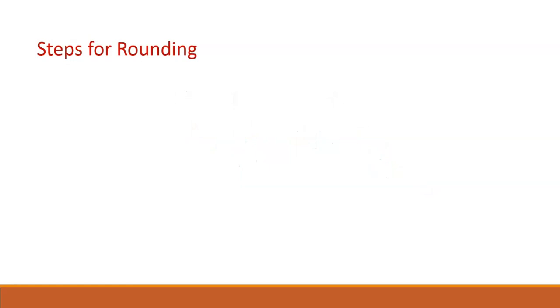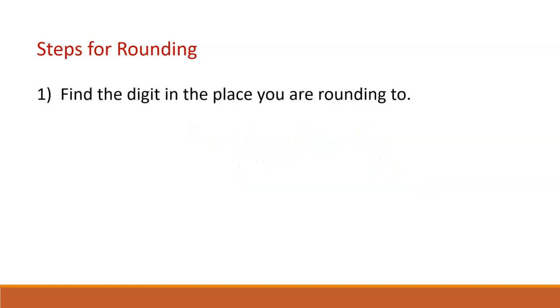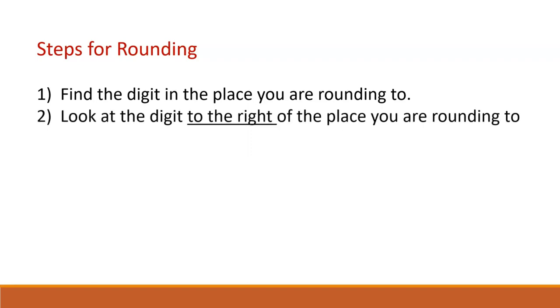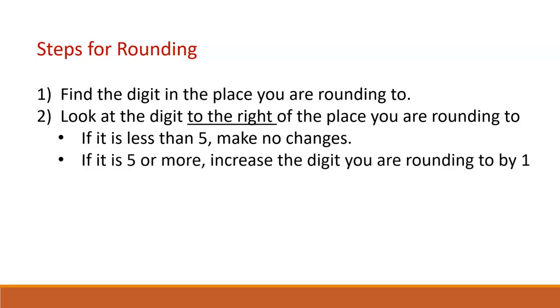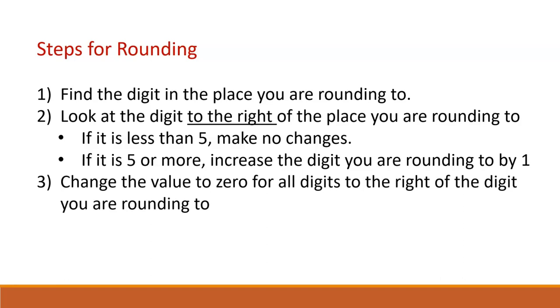When we round a number, we round to a particular place value. So the first thing we'll do is find the digit in the place you're rounding to. Then you look at the digit to the right of that place you're rounding to. If that digit to the right is less than 5, don't make any changes to the digit in the place you're rounding to. But if the digit to the right is 5 or more, increase the digit you're rounding to by 1. Then all of the digits to the right of the one you rounded to become zeros. Once you've completed the third step, you've rounded your number.